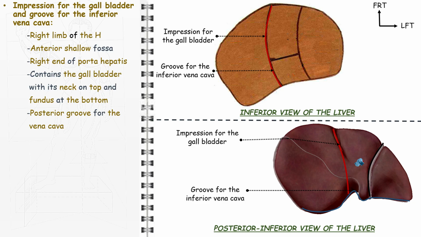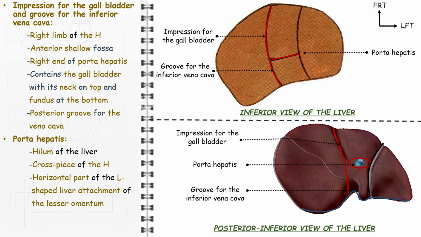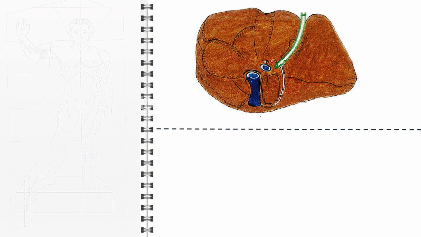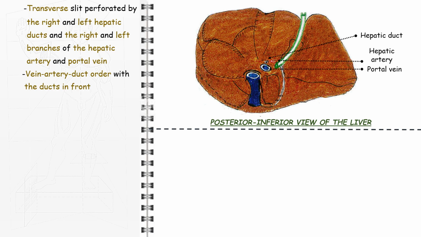The porta hepatis is the hilum of the liver. It represents the crosspiece of the H and the horizontal part of the L-shaped liver attachment of the lesser omentum. The porta hepatis is a transverse slit perforated by the right and left hepatic ducts, the right and left branches of the hepatic artery and the portal vein. These elements of the porta hepatis respect the vein-artery-duct order with the ducts in front. The cystic duct lies in loose contact with the right end of the porta.